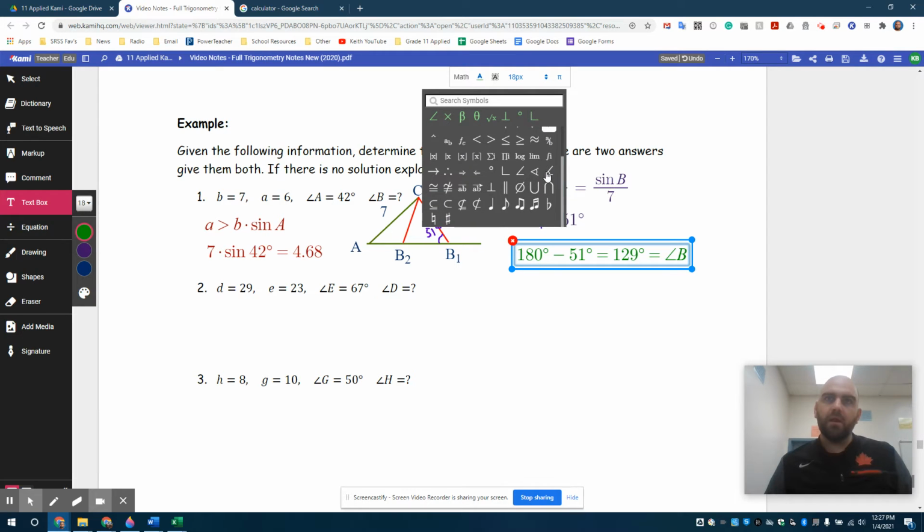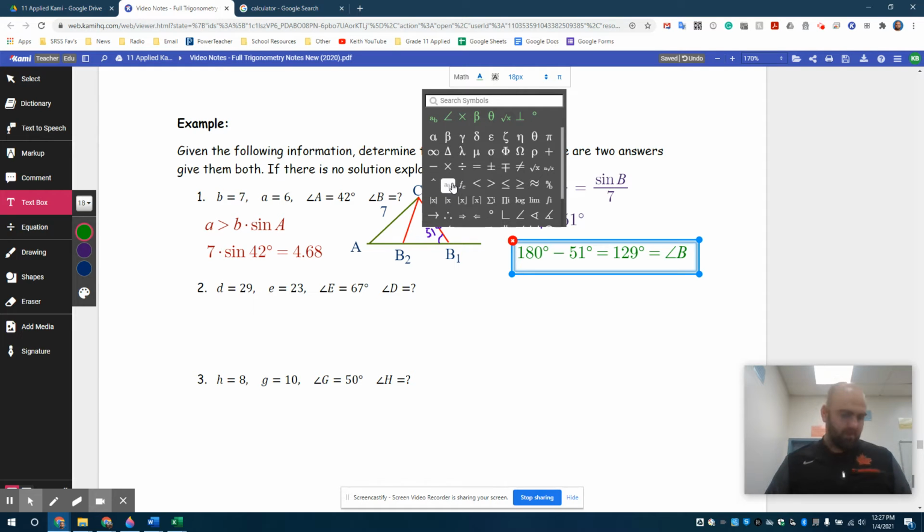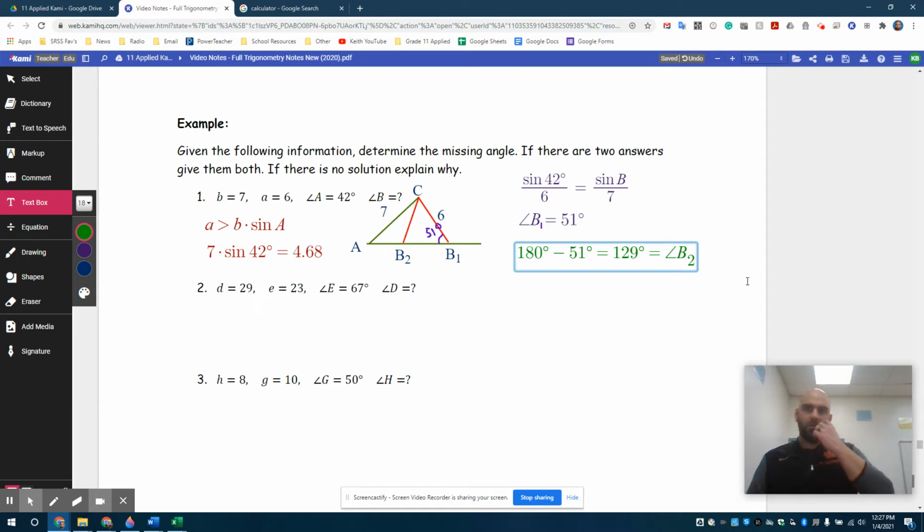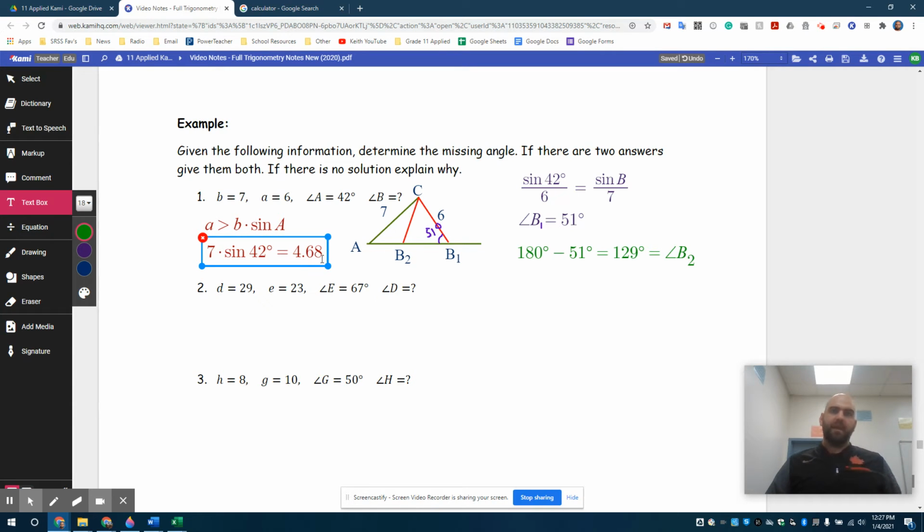It needs to be able to do a subscript here. There we go, 2. Still kind of learning this program a little bit. So that means B1 is 51 degrees, B2 is 129 degrees. And again, it's because a was bigger than 4.68. So for that reason, we have 2 answers to this question. If it's smaller, we've got none. If it's equal, we have 1. And then it's just a right angle triangle.